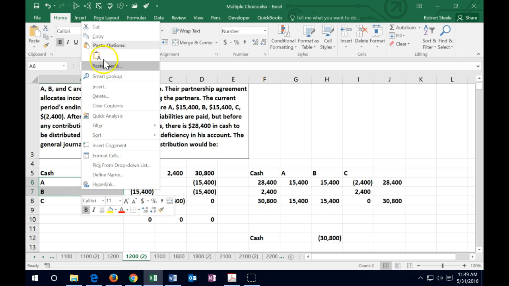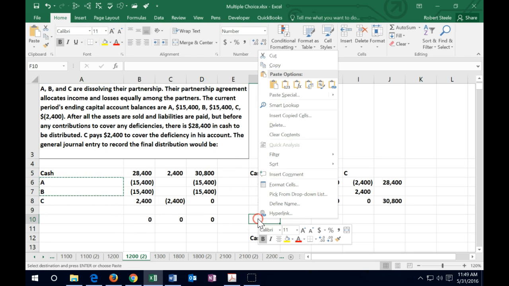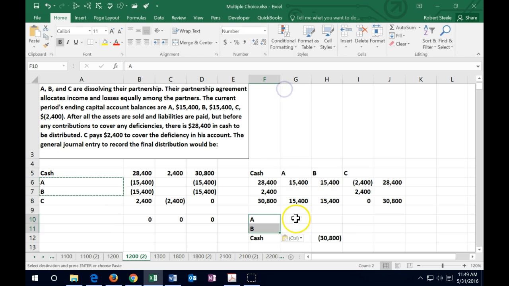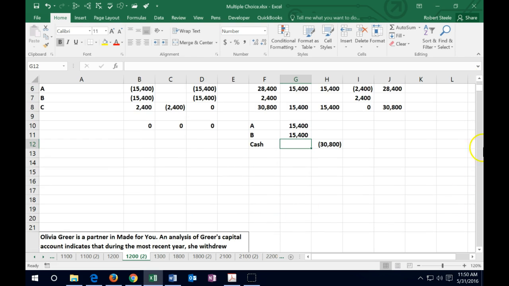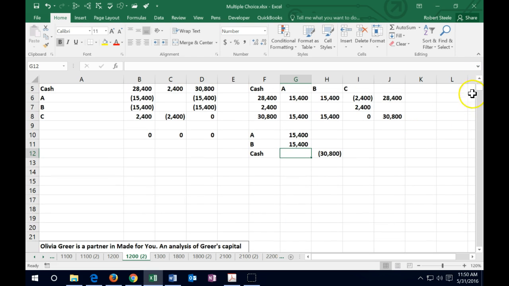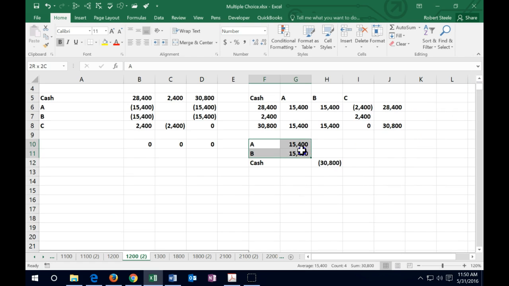we're going to debit A and B's capital accounts. So A and B's capital accounts are here, and we're going to just debit whatever's left, and that's going to be the 15,400 and the 15,400. So the debits equal the credits. Now, if we looked at that in terms of a table, I'm going to scroll down, we don't need the data anymore. So I'm going to scroll down like this. I'm going to pull this down a bit. That's our journal entry.